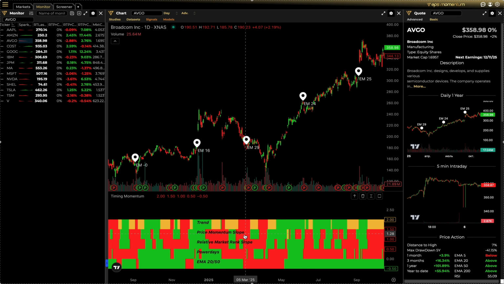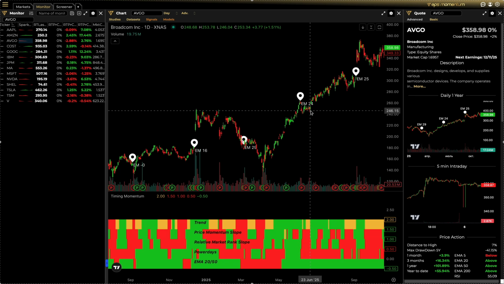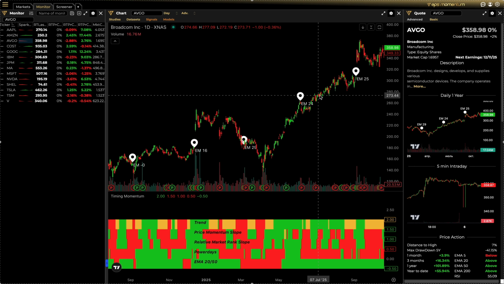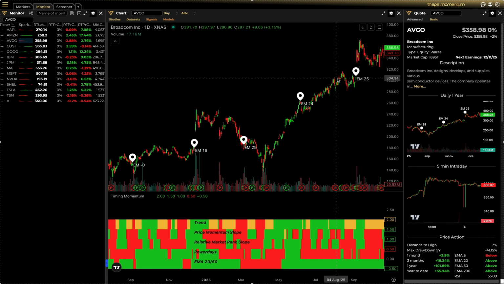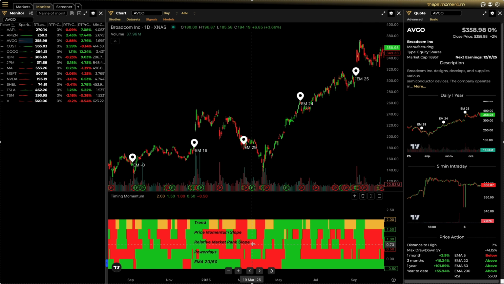Next, let's look at the price momentum slope. This measures the acceleration and direction of price movement, showing whether a trend is gaining or losing strength. Even during an uptrend, this signal highlights periods of slowing momentum versus renewed acceleration, giving a clear view of the trend's underlying strength. Here we can see the price gaining speed as it rallies, then slowing for a short period before continuing the uptrend.